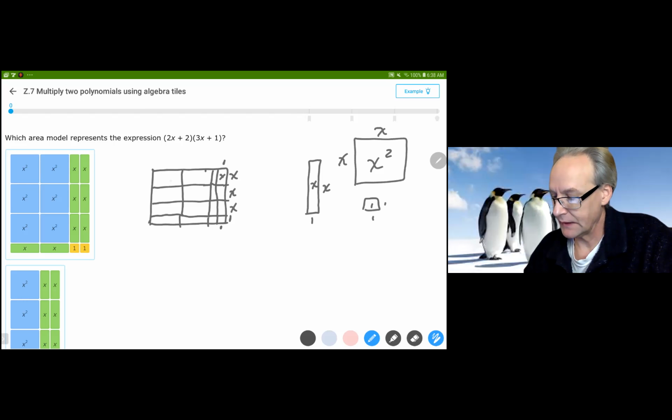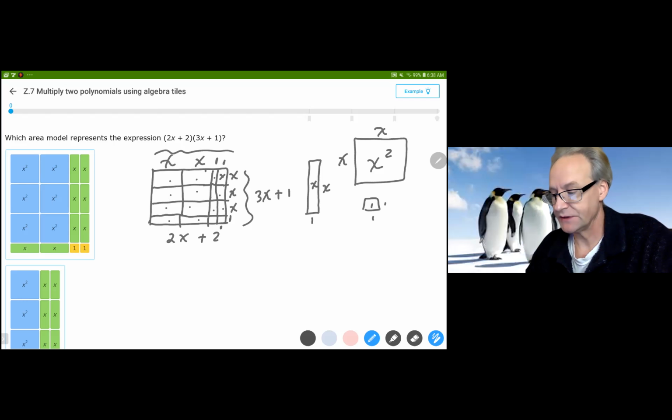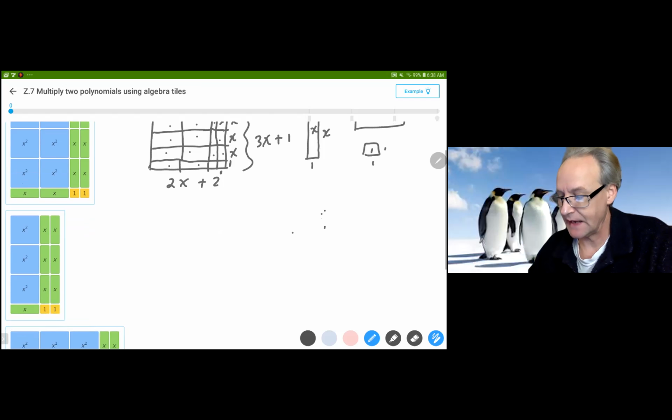And if we look at this, we have 6x squared plus 1, 2, 3, 4, 5, 6, 7, 8 x's plus 2. But what we want to see is what are the dimensions of this thing? Well, this is 1 and x and x. And if you see this, this is 3x plus 1 by 2x plus 2, which are the dimensions of this rectangle. So it is the first one. But let's go ahead and take a look at the other ones and see what dimensions they have.